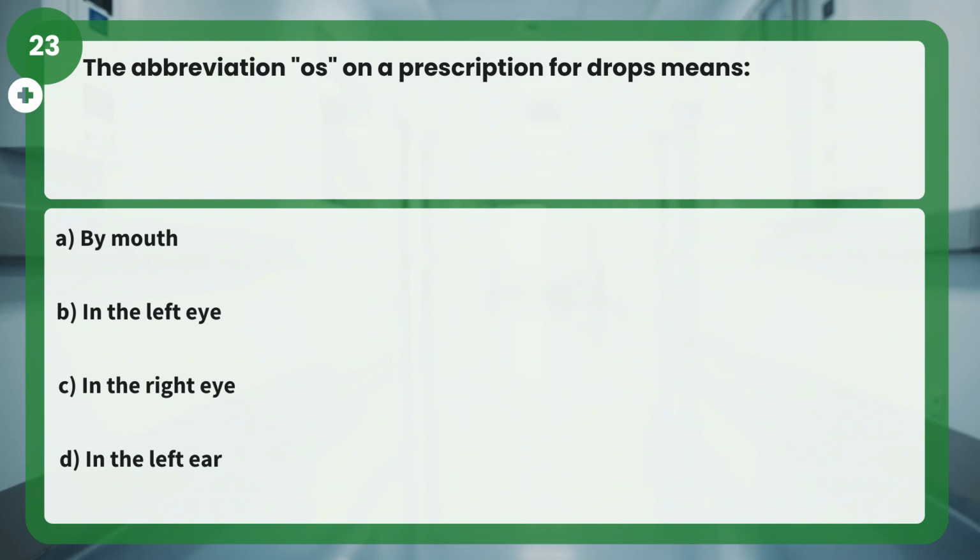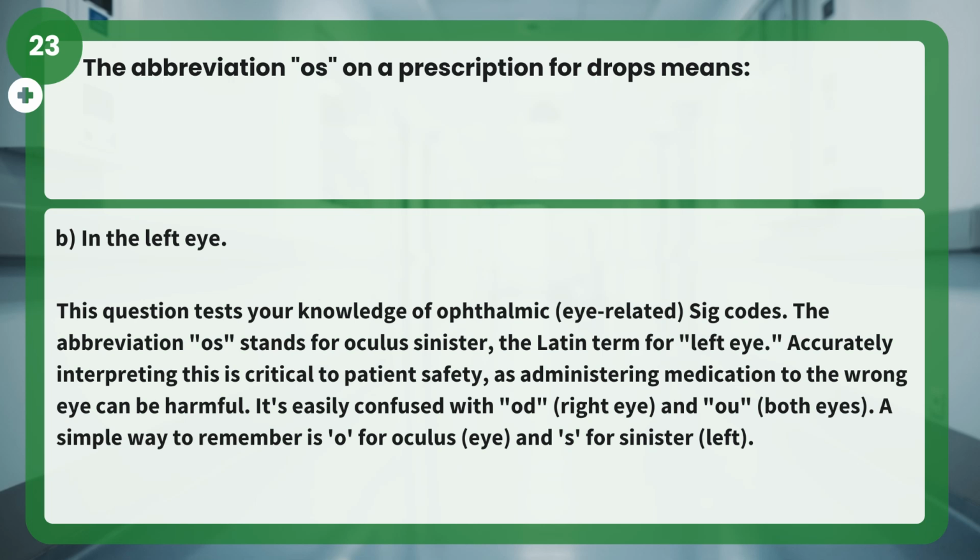Question 23. The abbreviation OS on a prescription for drops means A. By mouth. B. In the left eye. C. In the right eye. D. In the left ear. Answer B. In the left eye.